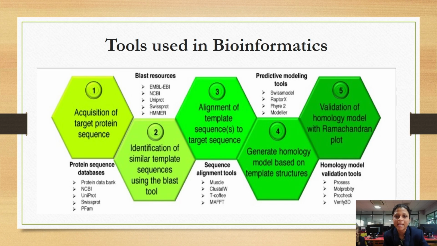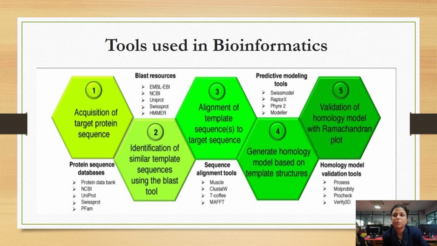We have to align the template sequence with the target sequence, and for that sequence alignment we check how much it is matching. So we have Clustal W, and we are using two methods, that is algorithms: local and global alignment. We can find it out through sequence alignment tools like Clustal, MUSCLE, T-Coffee, and MAFFT. These are the tools where you can find out the alignment.